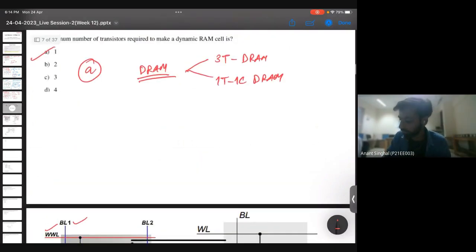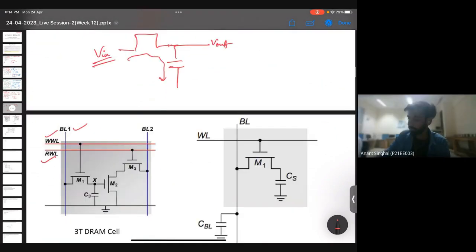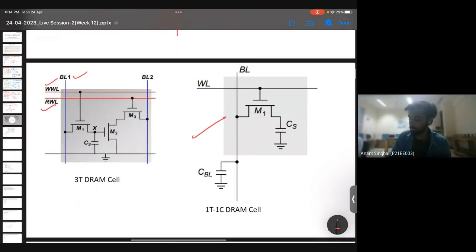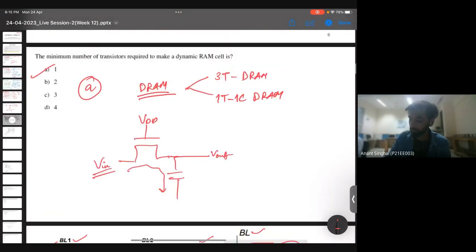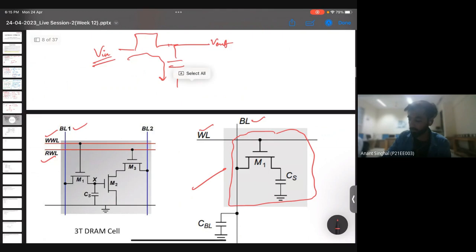I guess you are saying something like this, right? This capacitor will store whatever the input will be. Yes, sir. So this is a similar circuit. It is a one transistor and one capacitor circuit. You need to just focus on this. The extra parts are the word line and bit lines, whatever input we will apply. That is why I have marked the answer as one only. The minimum number of transistors to make a dynamic RAM is one only. One transistor and one capacitor, which is this circuit, the right one.